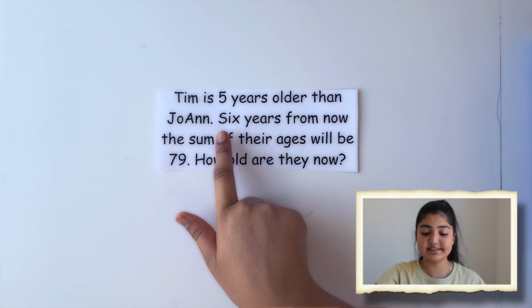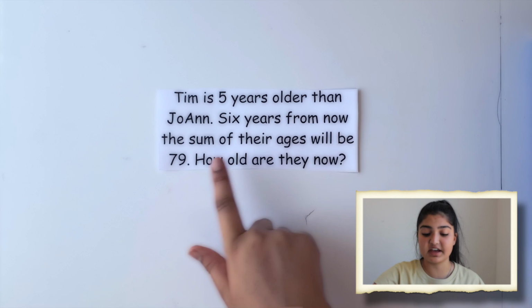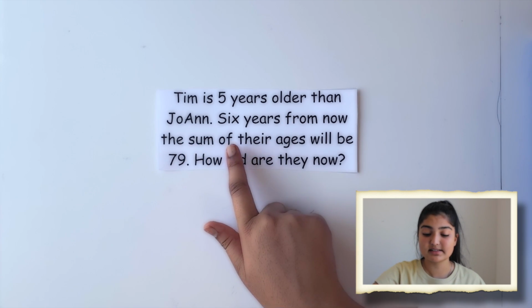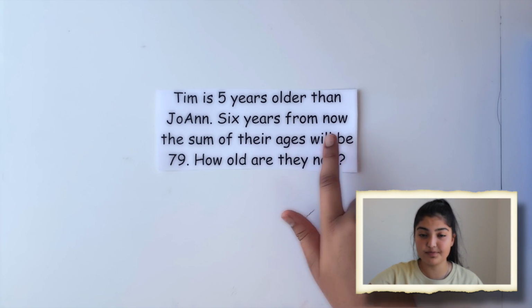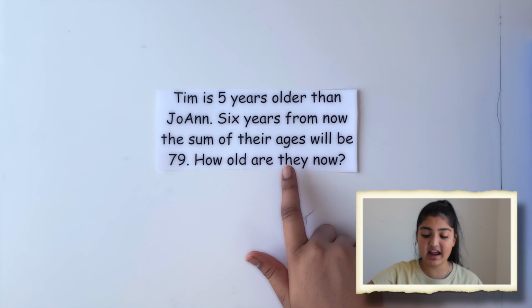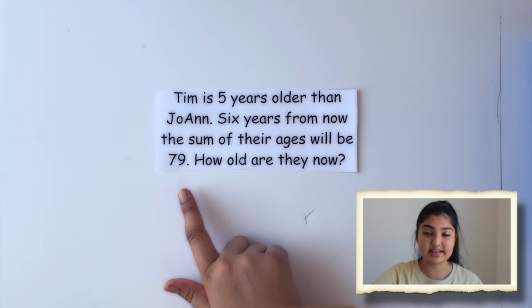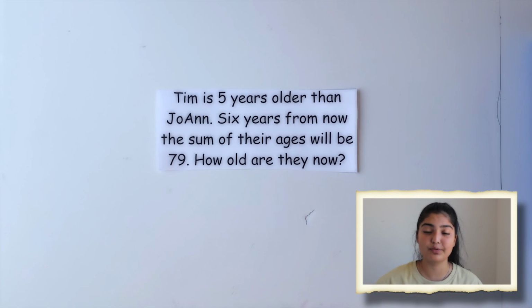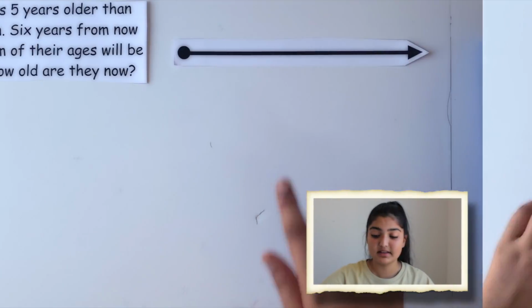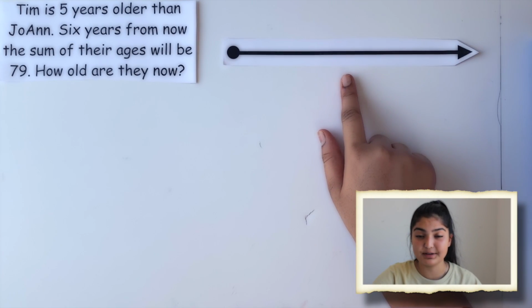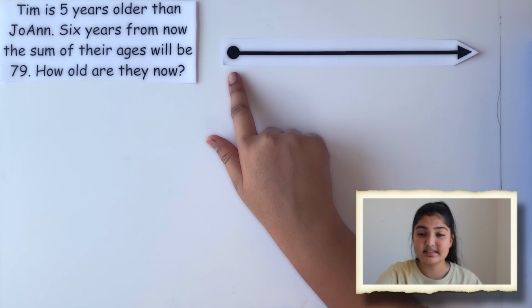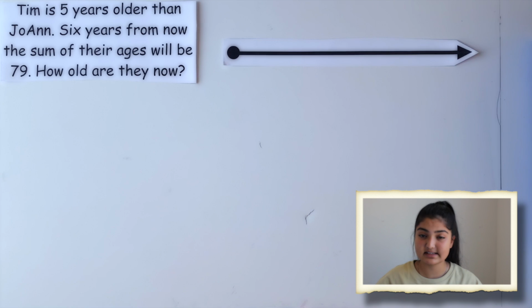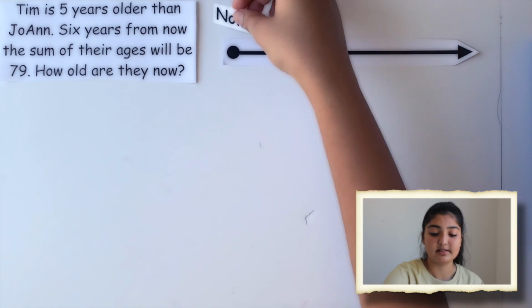Tim is 5 years older than JoAnn. 6 years from now, the sum of their ages will be 79. How old are they now? Let's put this on a timeline. Here is our timeline. This point at the start of our timeline represents the time now.